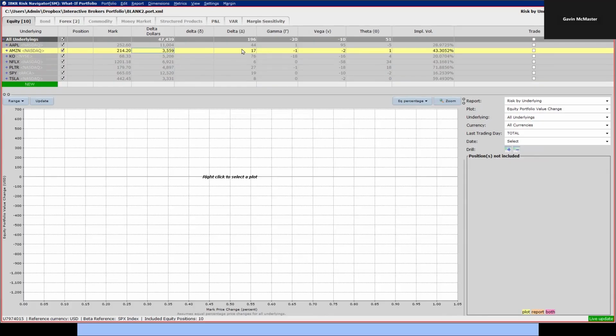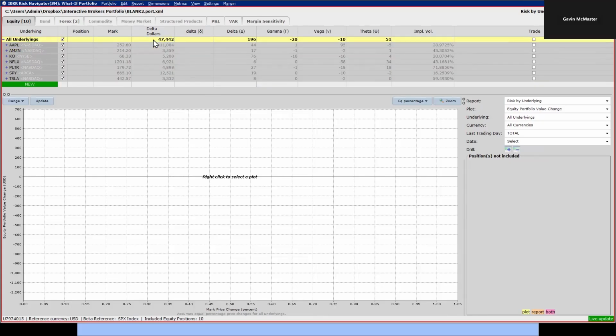So that's why the stock price is so important in the calculation. Now, if we had a portfolio of $1 million and this was our exposure, that's a pretty low exposure. But if we have an account size of only $10,000 and our delta dollars is 47,000, 4.7 times our account size, that's taking on too much risk.